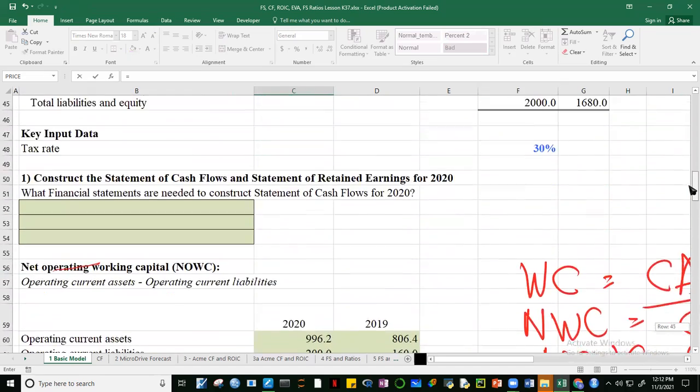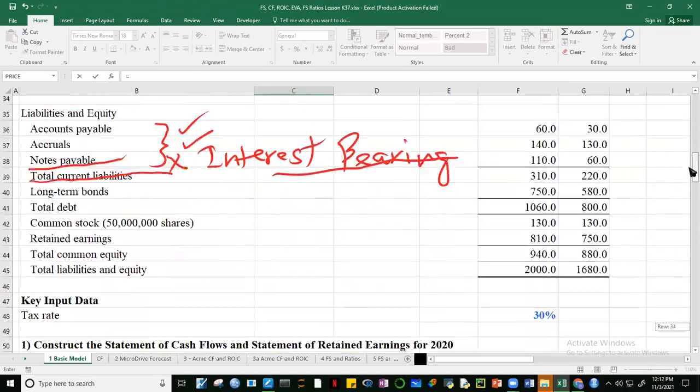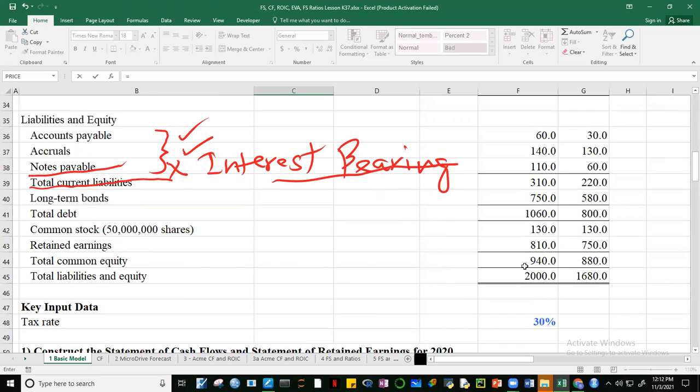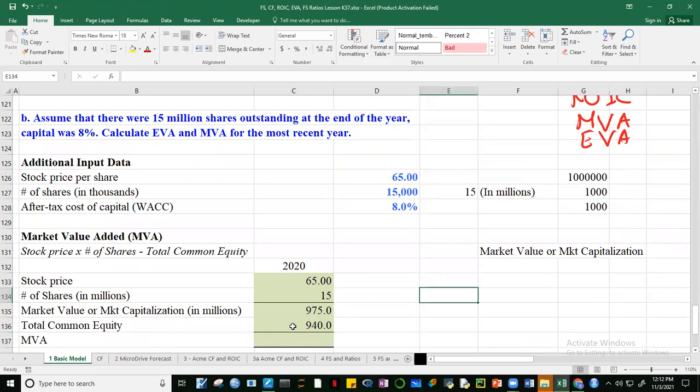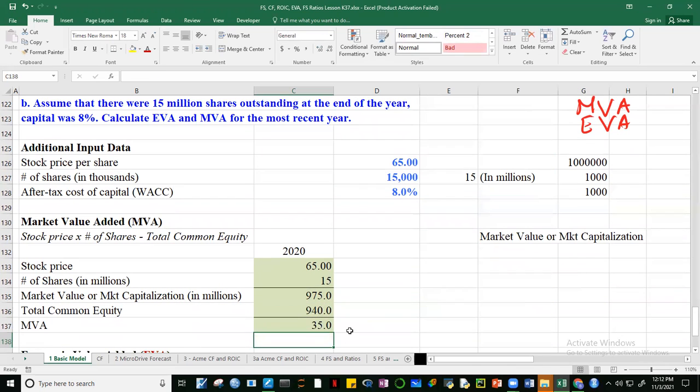In the balance sheet, we have here common equity consisting of the common stock and the retained earnings, and the total common equity is 940. So this is now your book value of your equity, because you find it in the balance sheet. Okay, so if you press enter there, we're now able to compare the market capitalization versus the book value. And if we get the difference between that, this is now called your MVA, market value added.